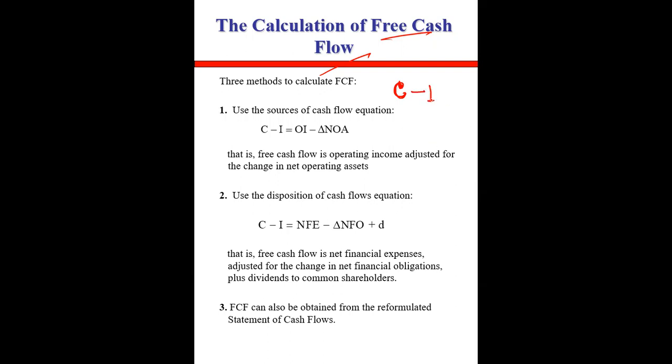In that case, we can write the free cash flow in this format. I hope you have understood what I meant by the notation C and I. The difference between C and I is the cash flow from operations and investment in operations. Remember what you are doing: you are making investment in operations. You are purchasing fixed assets. You are making capital expenditure.